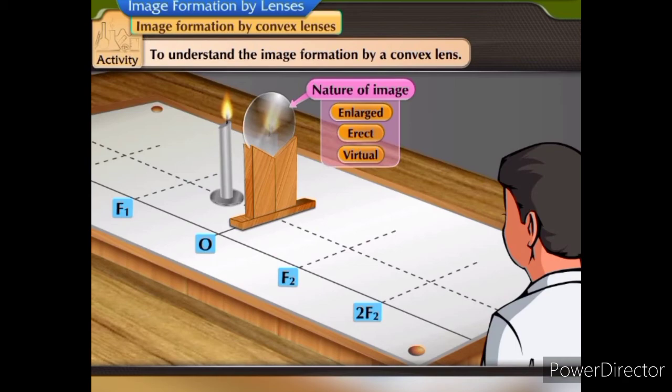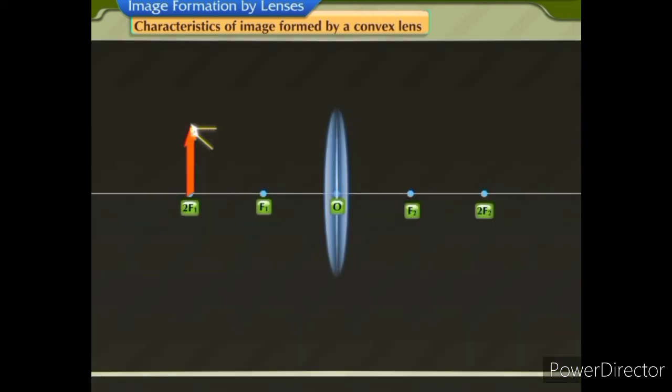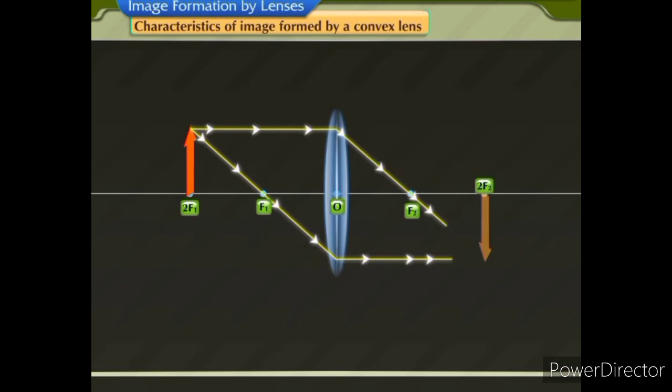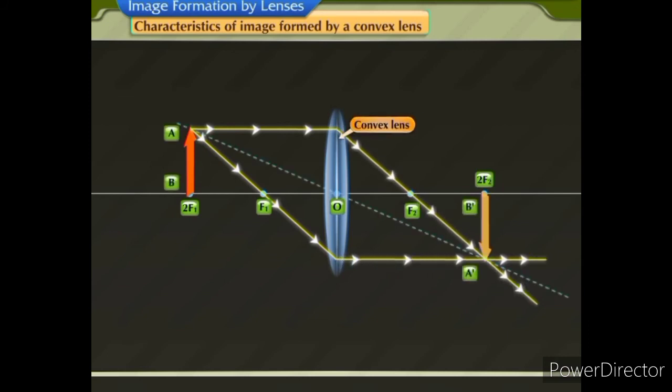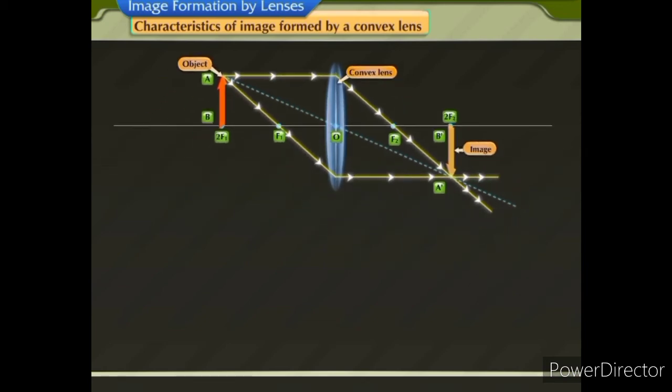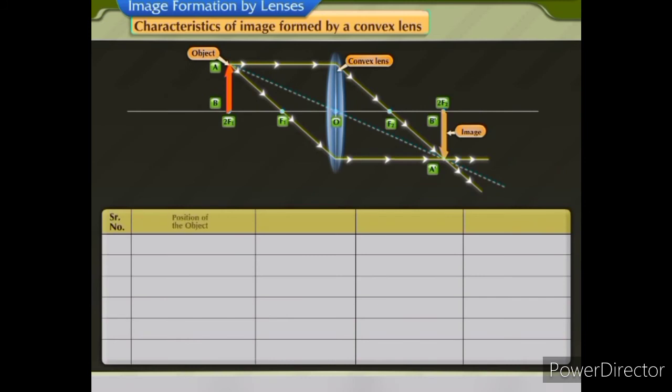Let us tabulate our observations. Characteristics of images formed by a convex lens. Let us tabulate the information of formation of images by a convex lens when the object is placed at different positions relative to the lens. Let us make columns with headings: position of the object, position of the image, relative size of the image, and nature of the image.